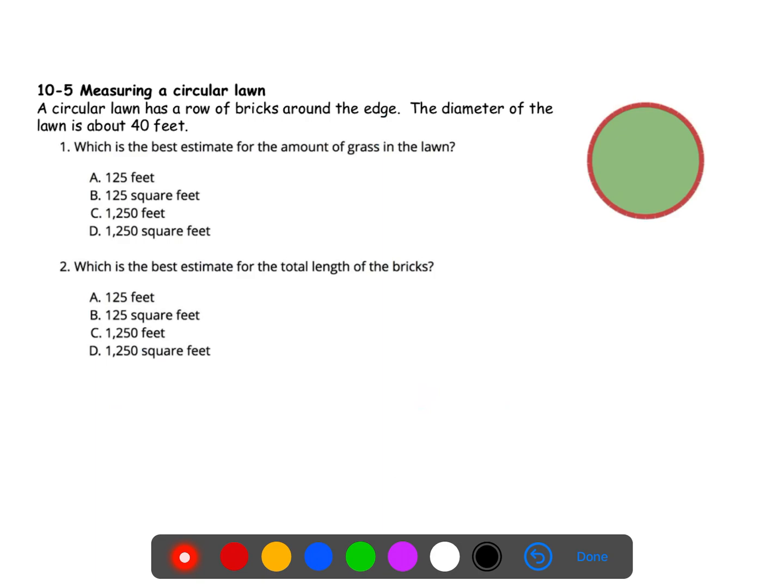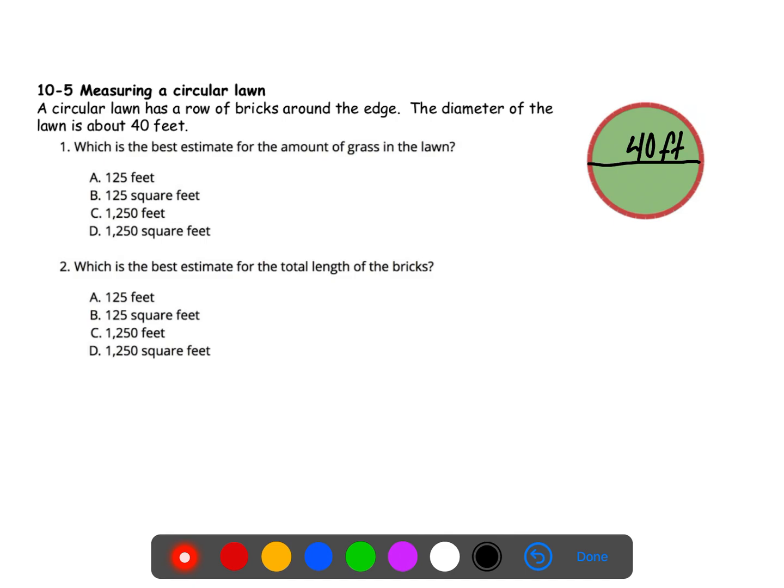Okay, down at the bottom of the page, a circular lawn has a row of bricks around the edge. The diameter, and we've got a nice picture here to help us visualize this. The diameter of the lawn is about 40 feet. I'm going to go ahead and add that to the diagram here. Diameter, remember, goes all the way across, and it says that's about 40 feet.